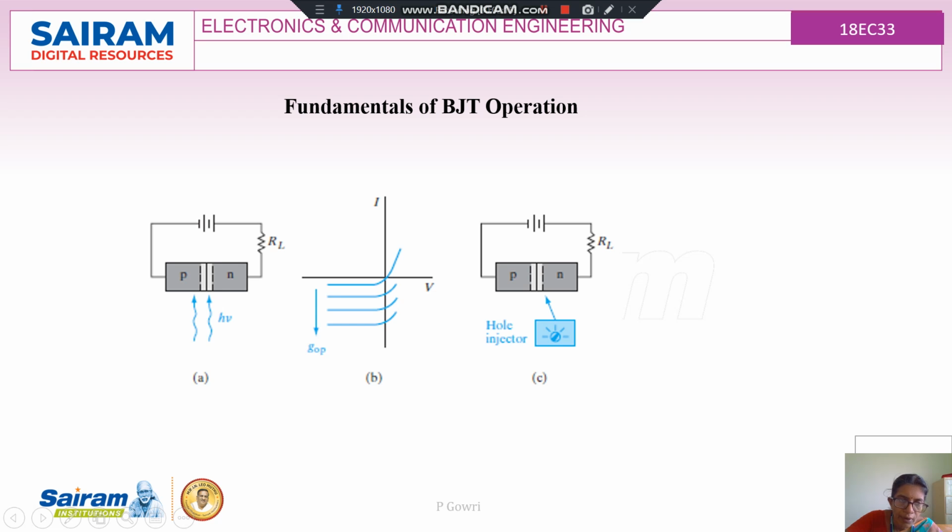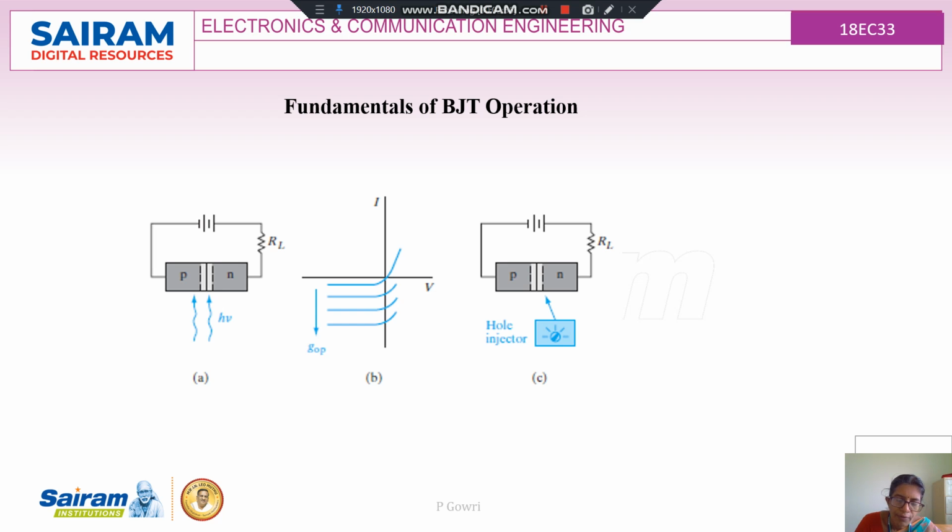Now assume that I am applying optical energy. That is, when optical energy or light energy is made to fall on the device, there will be generation of optical carriers. Electron hole pairs, EHPs, will be formed, and because of that, my reverse current increases and my graph gets changed here. Here G_OP stands for the generation rate due to the optical energy. Because of this reverse biased condition being exposed to the optical energy, there will be an increase in the current. So I can control the output current by means of the injected carriers.